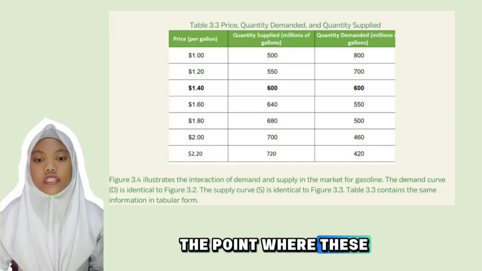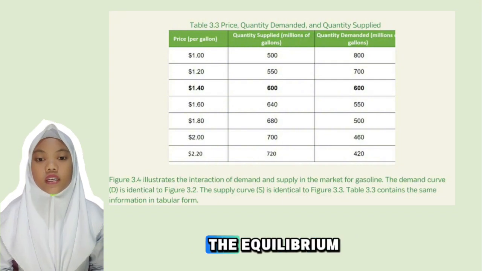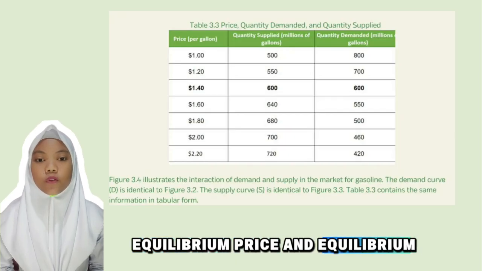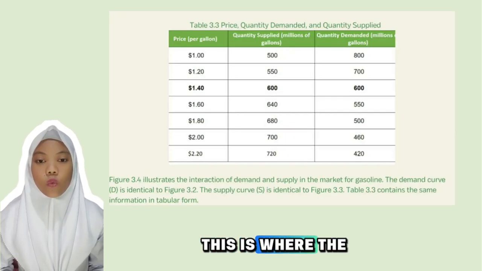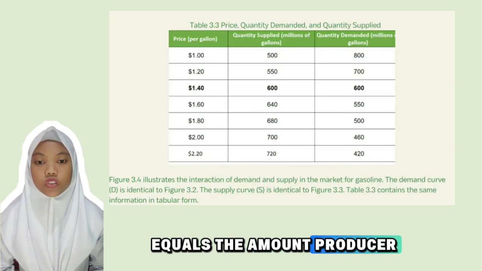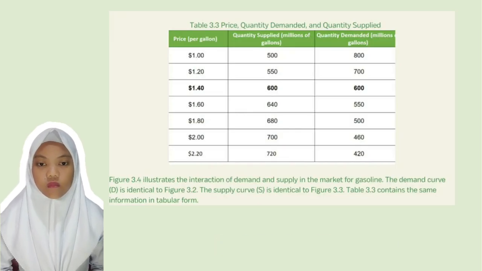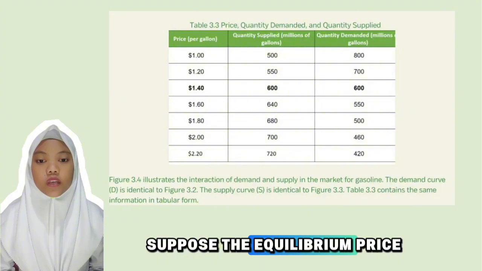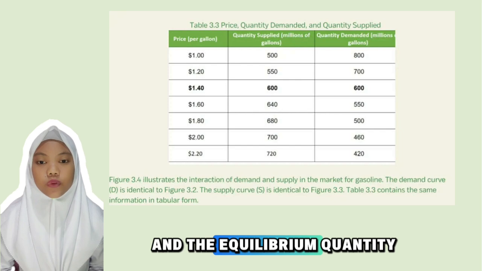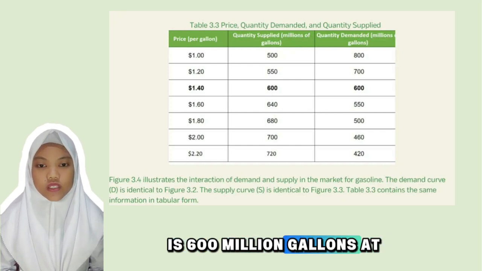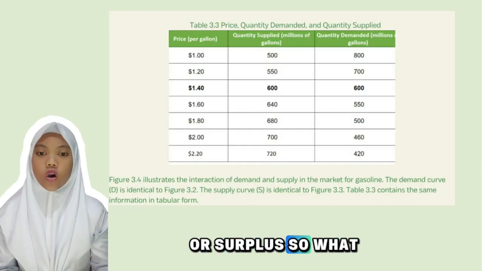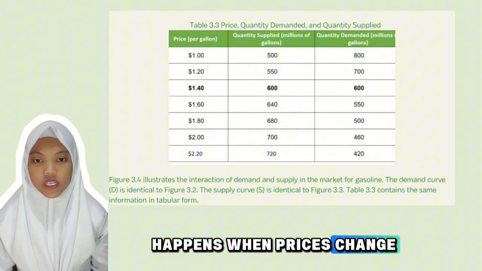The point where these two curves cross is called the equilibrium. At this point, the equilibrium price and equilibrium quantity occur. This is where the amount consumers want to buy exactly equals the amount producers want to sell. For example, suppose the equilibrium price of gasoline is $1.40 per gallon and the equilibrium quantity is 600 million gallons. At this price, there is no shortage or surplus. So what happens when prices change?